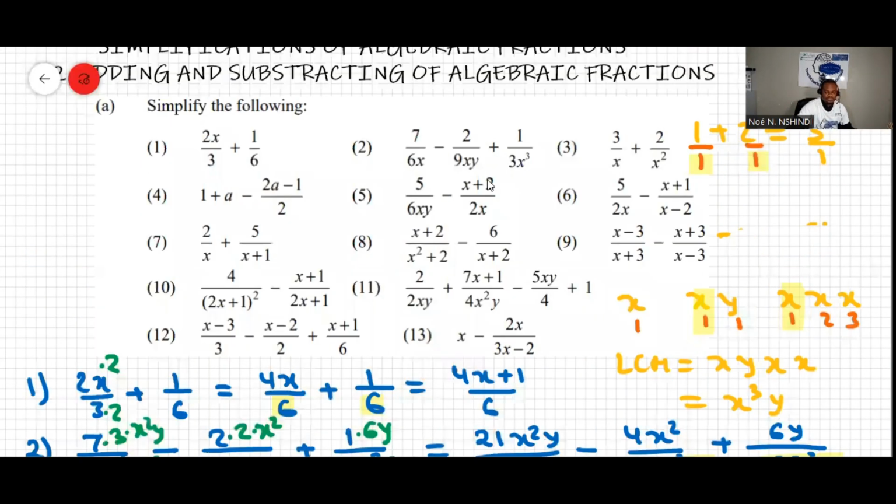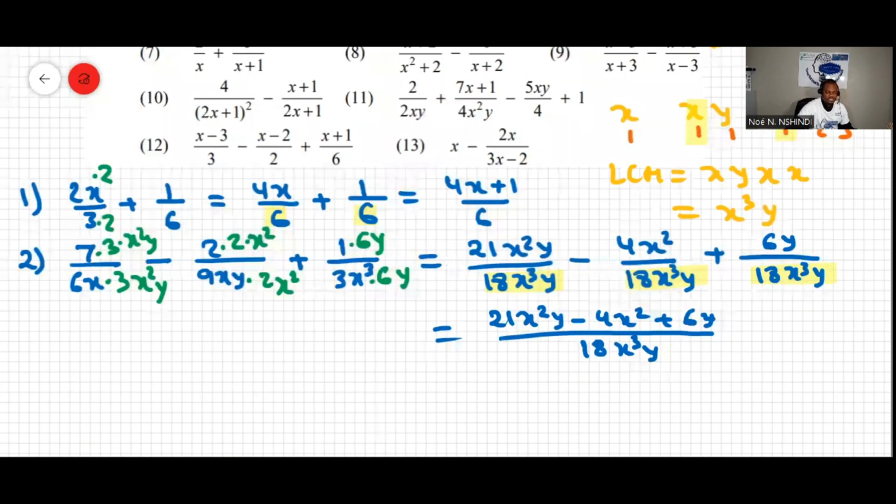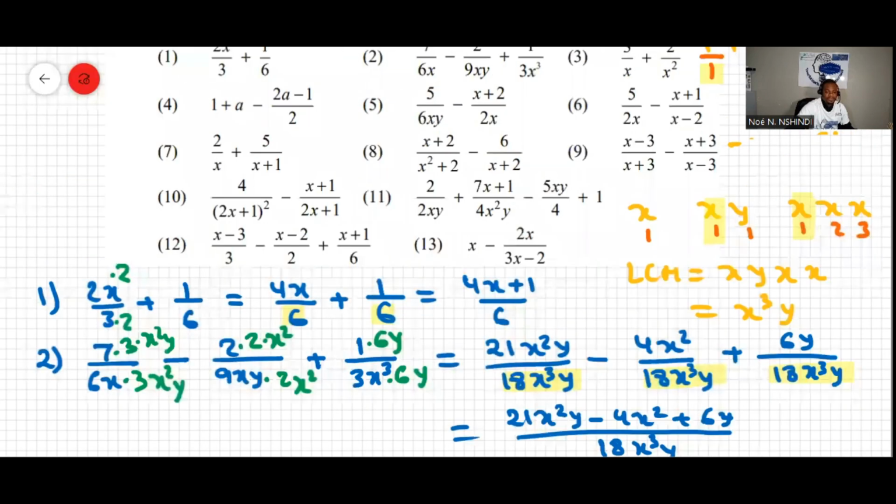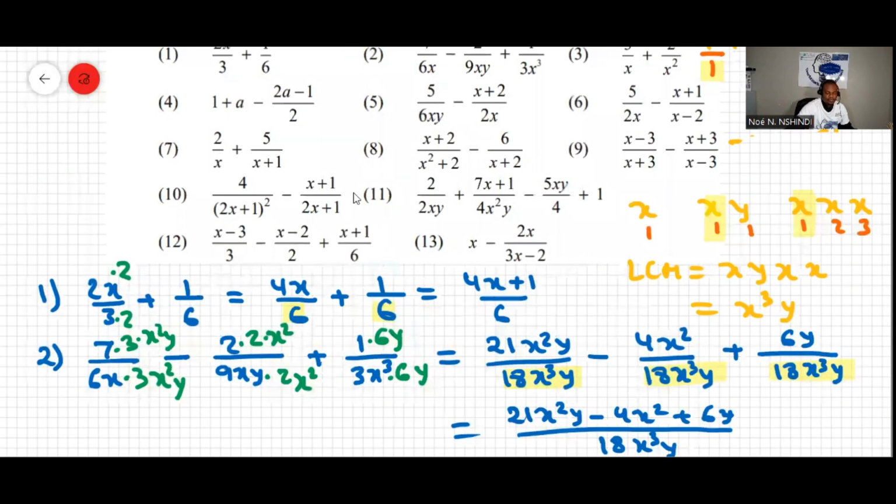Now, can we do question 3? Maybe I'll leave question 3 for you to practice, as we did question 2. We're going to do question 4. Question 4 says 1 plus a minus 2a minus 1 over 2.